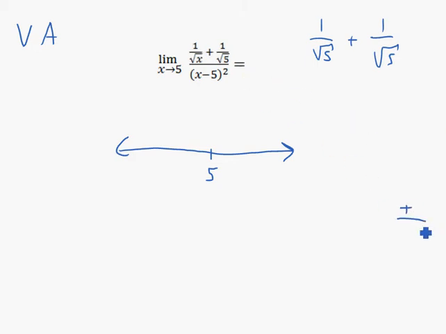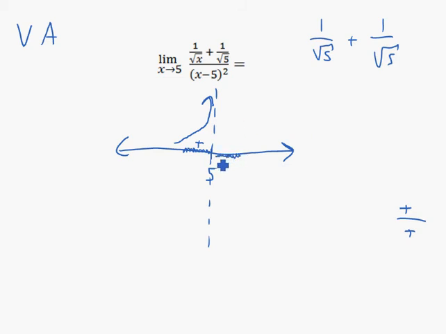The denominator: if I plug in numbers on this side of 5, getting super close to 5, I'm going to have a number a little bit smaller than 5 subtracted by 5. So that's going to give me a negative number, but then I'm squaring it. Well, that's going to be positive again. So I have positive over positive. That means on this side, my graph is positive, which means my asymptote on this side has to be going up to positive infinity.